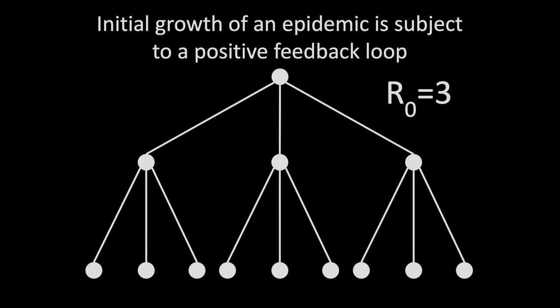And so what happens when that happens, when everyone is susceptible, is that the first person can then infect 3 other people, they go on to infect 3 other people each, and you can see how this spirals out of control very quickly. This is a very specific example of a positive feedback loop, which many people will be familiar with. It's called exponential growth, okay?